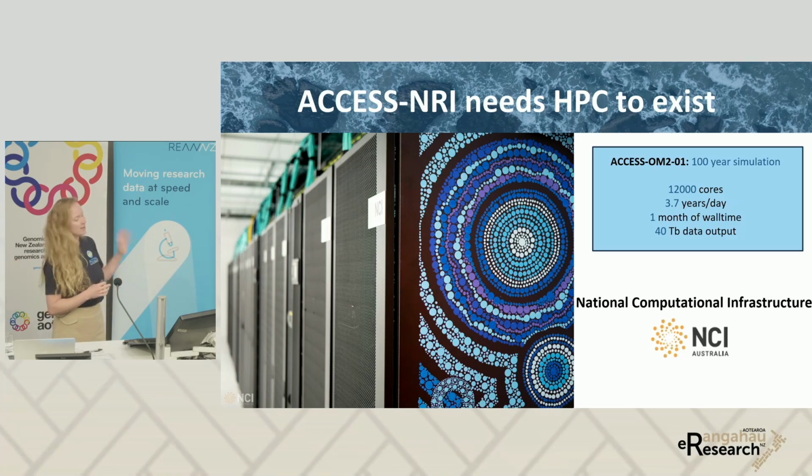And to give you a sense of the numbers, that ocean model that I just showed you, for a 100-year simulation, it takes 12,000 cores, 1 month of wall time, and 40 terabytes of data output. And that's just one model simulation at one particular resolution. We're running lots of these all the time. So we are very, very heavy users of HPC, specifically the National Computational Infrastructure, or NCI, which is one of the Tier 1 HPCs in Australia, also funded by NCRIS.